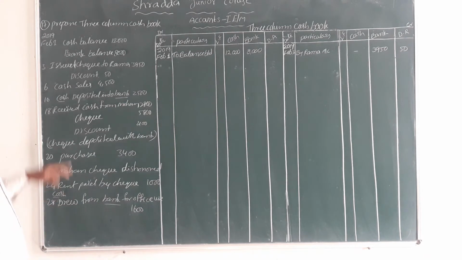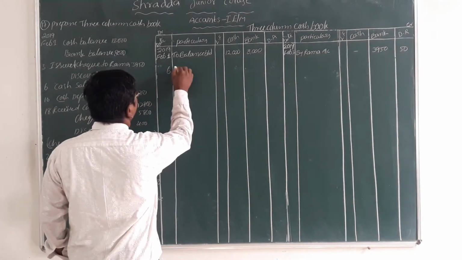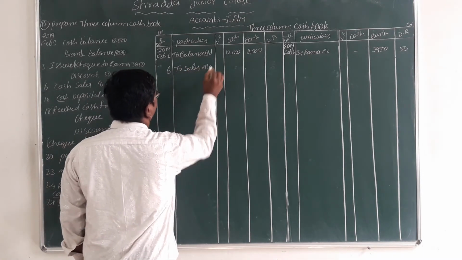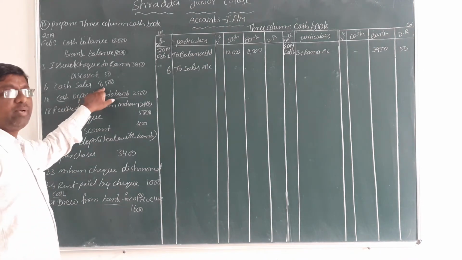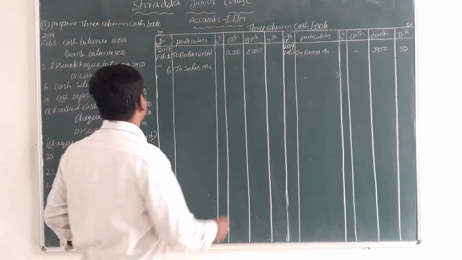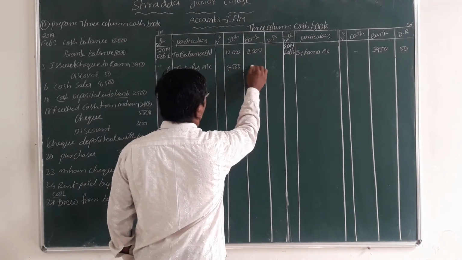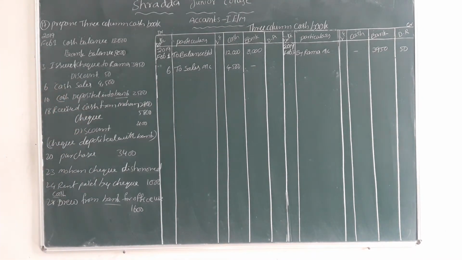Okay. How do we record that? It is cash to sales account. We record that on the sixth date: to sales account, friends. It is completely cash. Then we record it in the cash column, 4,500 rupees. Bank is nil. They have no bank amount. Sales haven't. Okay.